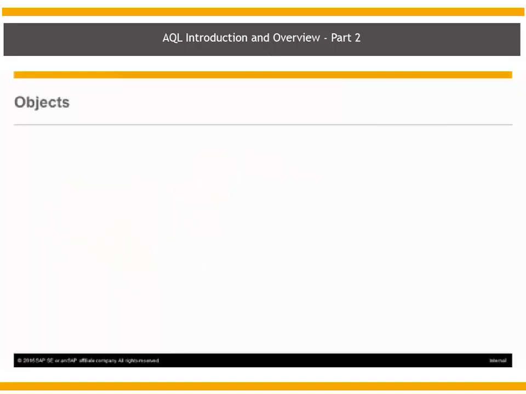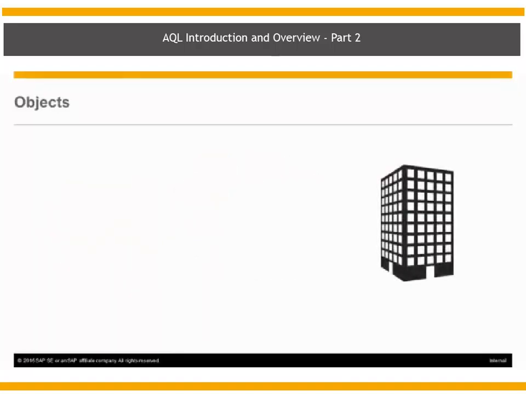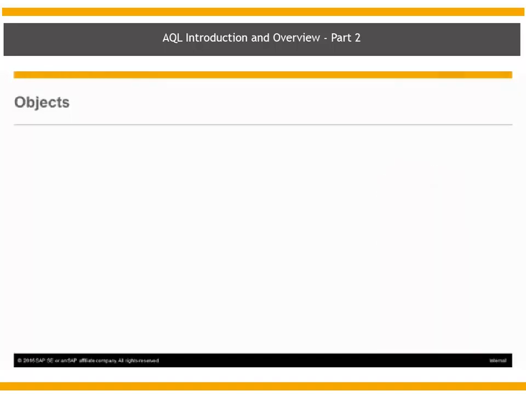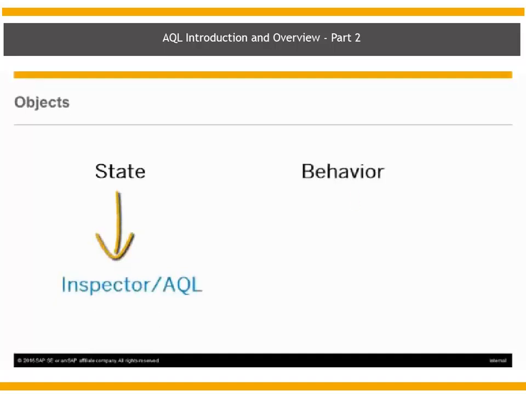Objects can hold other objects within them, such as a building. A building has floors, furniture, plumbing, electrical, elevators, stairs, offices, cubicles, people, just to name a few. These concepts, as you'll see, also apply to objects within the Ariba database. For our purposes, we focus on the state of the object or the data about it, and that's what we use AQL and Inspector to access. However, there is a tool for understanding the behavior of the objects, and that tool is called JavaDoc. We will not be examining JavaDoc in this course, but it is reviewed in further detail in the Inspector course.